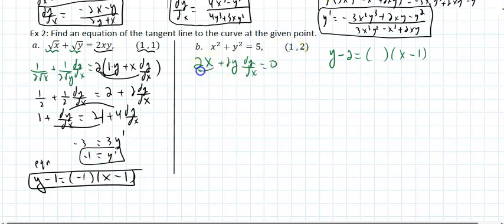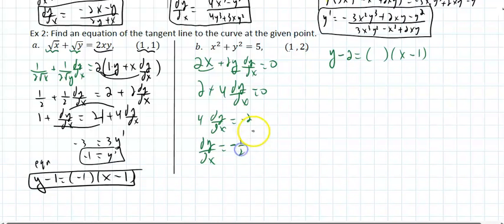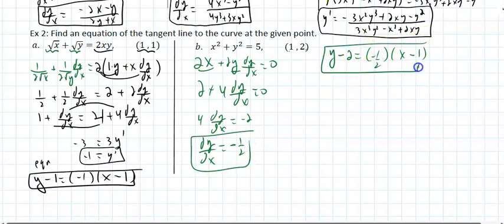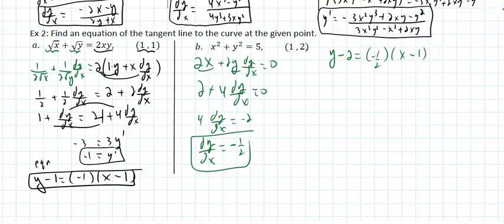Replace x by 1, that's a 2. Replace y by 2, that's a 4. So 4 dy/dx is negative 2, and dy/dx is negative 1/2. And there it is. And that's the equation of the tangent line. And that's pretty much it for this section.